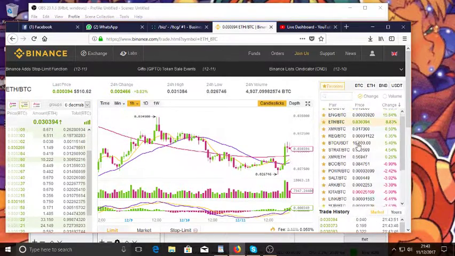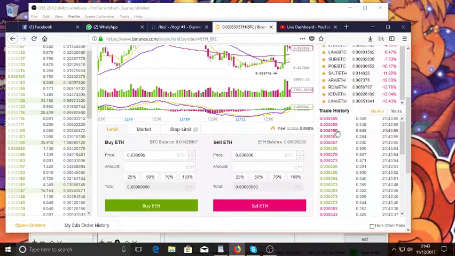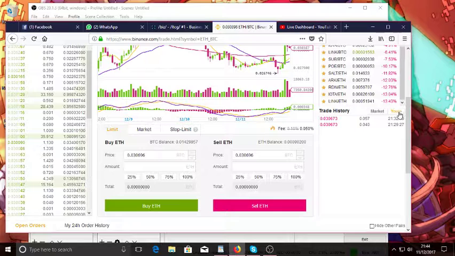What else? Oh, at the bottom here is the trade history. There's a list of all the trades that have been made in the market, and you can also look at your trades by clicking the Yours button.